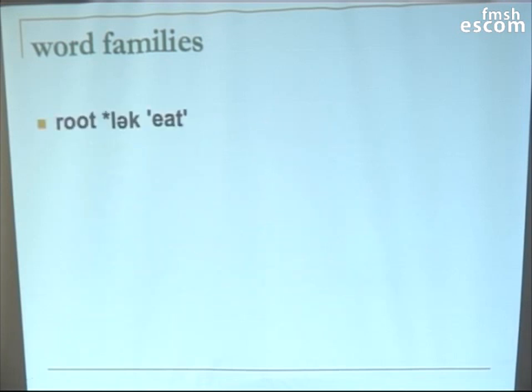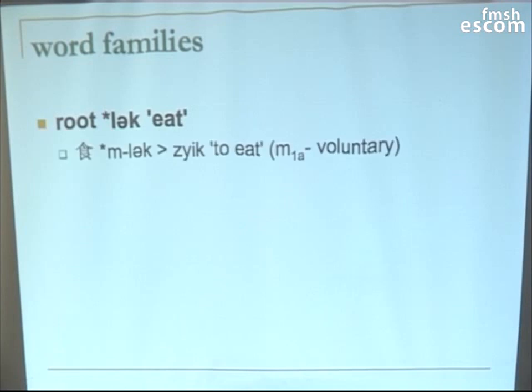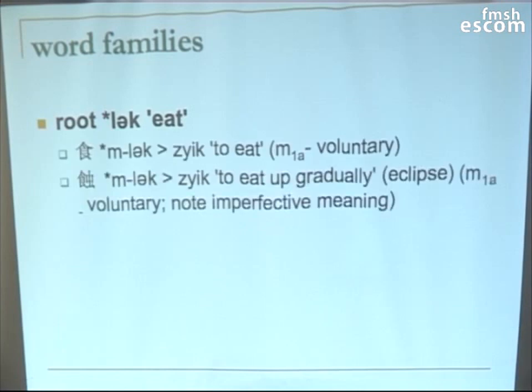So there is the root luck. So we've seen that maluk, volitional. Here, interesting, this is the word which means to eat up gradually in an eclipse. That is, the moon eats up the sun or something like that. And it does have an imperfective meaning, okay?